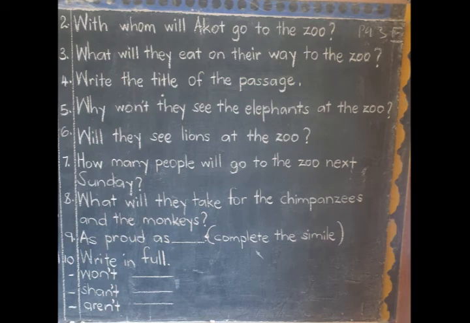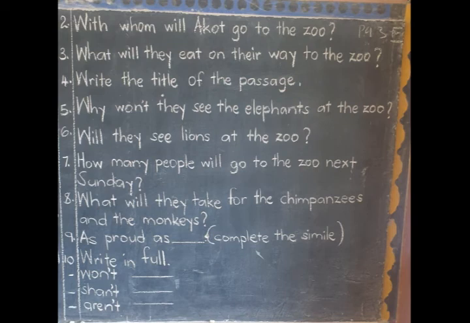Number 7. How many people will go to the zoo next Sunday? We have seen a court who is telling the story. Then Joyce, the sister. Those people are 2. How many people will go to the zoo next Sunday? Two people will go to the zoo next Sunday. The 2 is in word, not in figures.